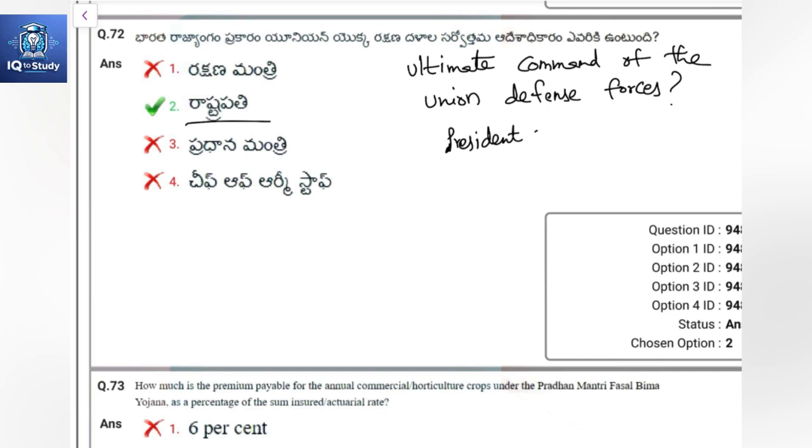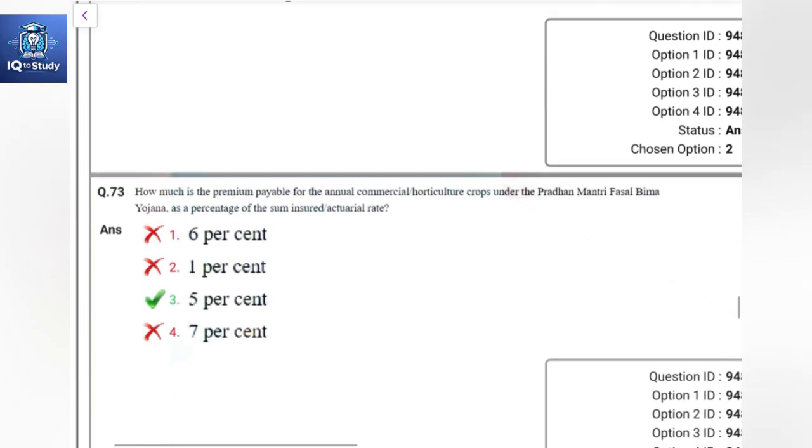In India, it consists of three types of professional uniformed forces like Indian Army, Indian Navy, and Indian Air Force.